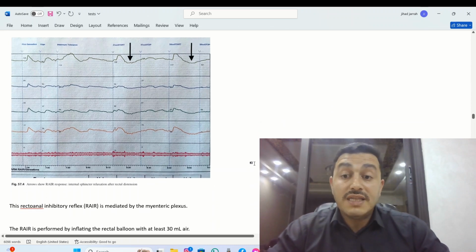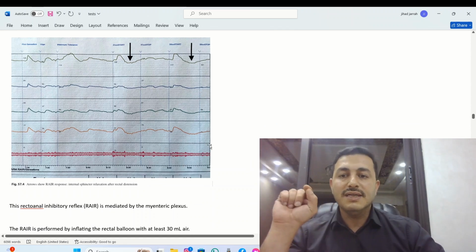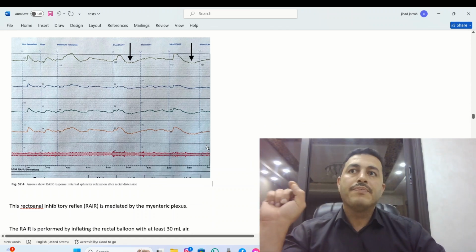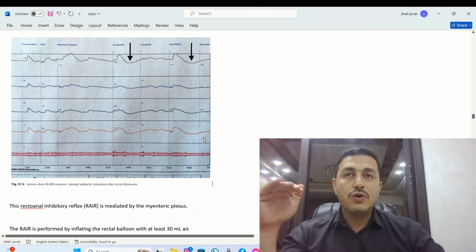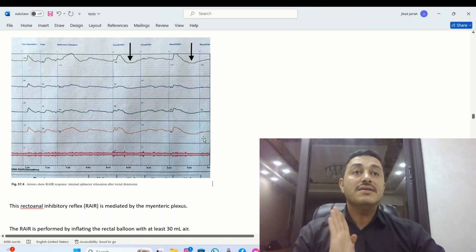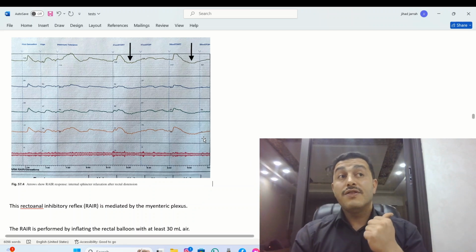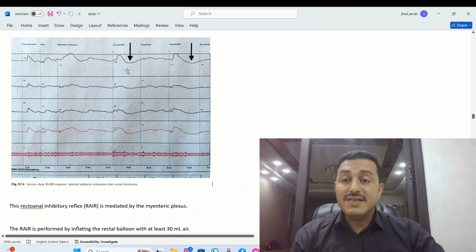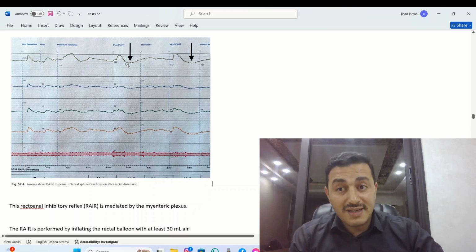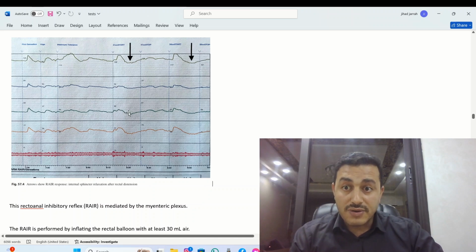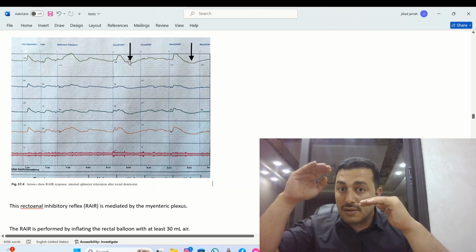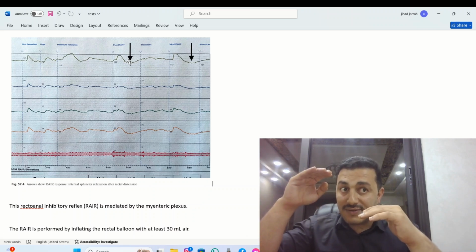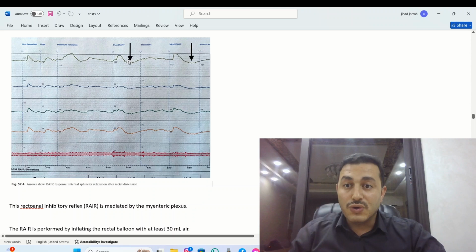On manometry, how is this detected? This is detected because increasing the rectal pressure will cause a decrease in the resting pressure. The internal anal sphincter relaxes, so the resting pressure will decrease. You can see here that the rectal pressure increases and the resting pressure decreases.